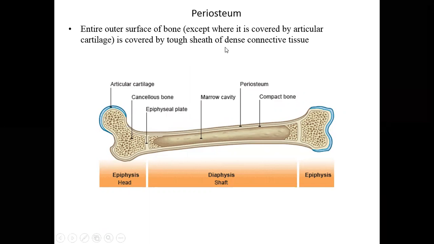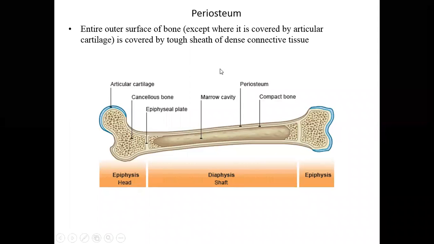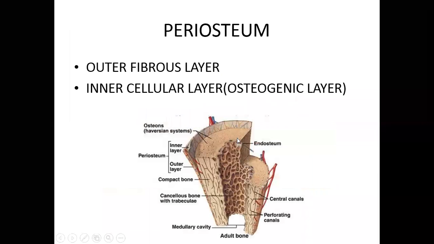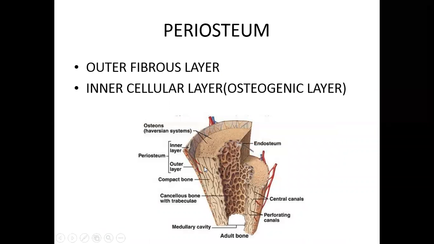So periosteum is basically a dense connective tissue. There are two layers of periosteum. This figure is exactly telling the same. This is a section of long bone where this area is the medullary cavity, the inner aspect of the bone, and this is the outer aspect of the bone. So on the inner aspect of the bone, I said there is a cavity here. On the outer aspect, this area is periosteum.